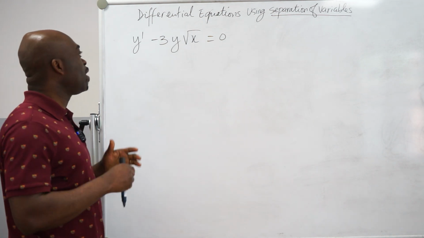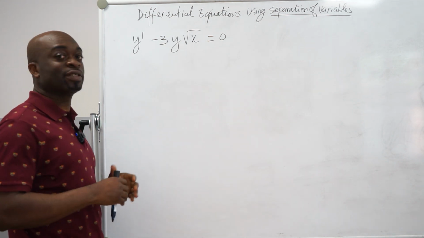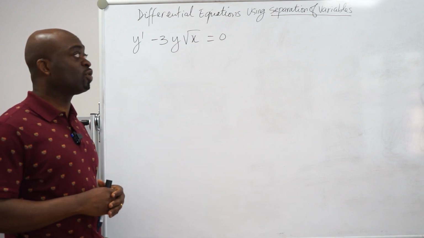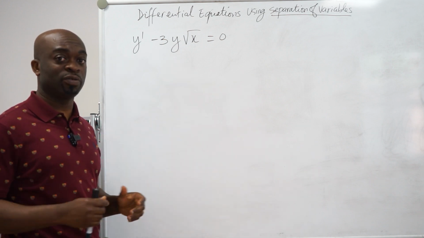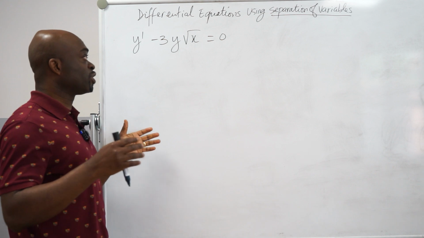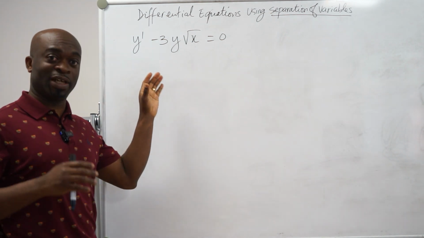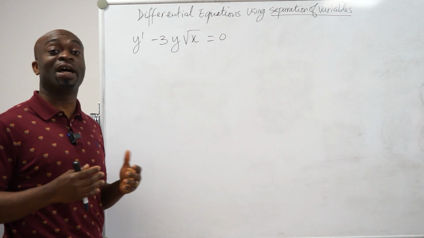Differential equation here: y prime minus 3y square root of x equals 0. We're trying to solve this equation using separation of variables, okay? So what does separation of variables mean? Very simple. We're trying to separate x and y, the two variables that we have here.